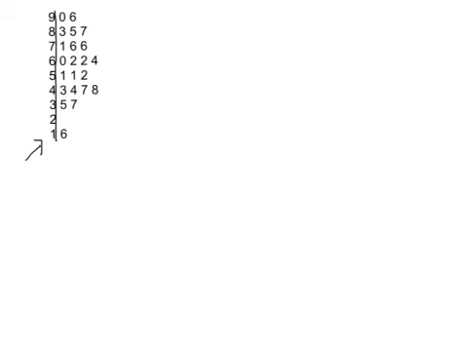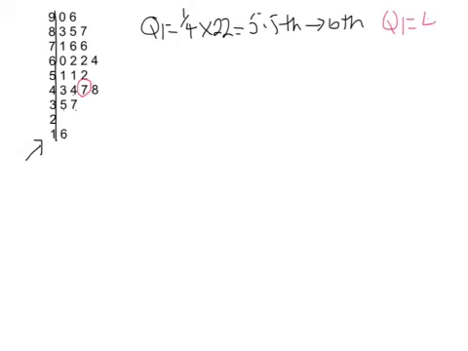Okay, let's go. So Q1 is 1/4 of 22, and 1/4 of 22 is 5.5. So we're looking for the 5.5. The rounding rules state if it's not a whole number, we round it up. So we're looking for the 6th. Okay, remembering to start down the bottom. 1, 2, 3, 4, 5, 6. There he is, 47. So Q1 is 47.